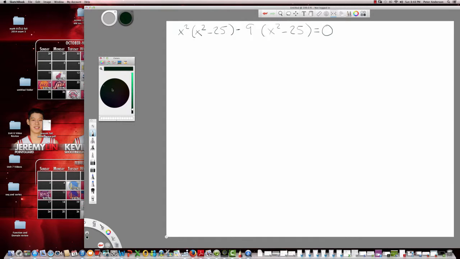All right, let's take a look at this question here. x squared times quantity x squared minus 25 minus 9 times quantity x squared minus 25. Let's see how we're going to go about solving this.